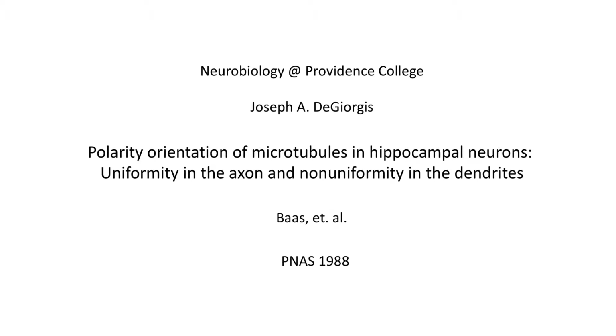I'm Joe DeGeorgis. Today we're going to discuss a paper titled Polarity Orientation of Microtubules in Hippocampal Neurons, Uniformity in the Axon and Non-Uniformity in the Dendrites. It's by Peter Baas and colleagues, published in PNAS in 1988.